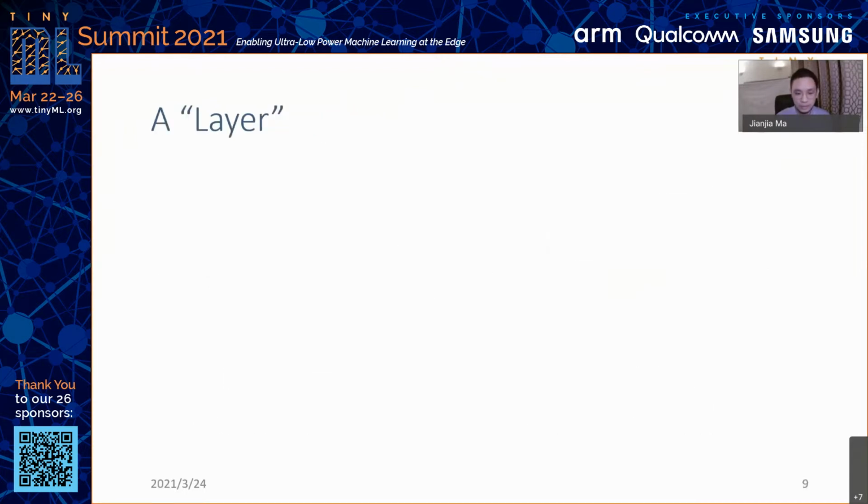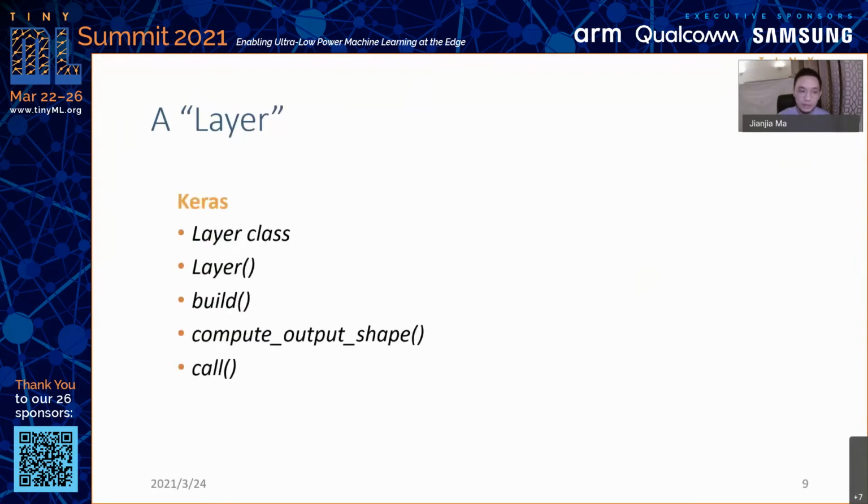So what does a layer look like in NNoM? If you have ever tried to build your own layers in Keras, you will be very familiar with these terms. You will need a layer class to store all your layer configuration, a layer method to create a layer, a build method to initialize all your resources, an output shape method to compute the output shape according to the input shape of this layer and the configuration that you set, and finally a call method to call the backend to run.